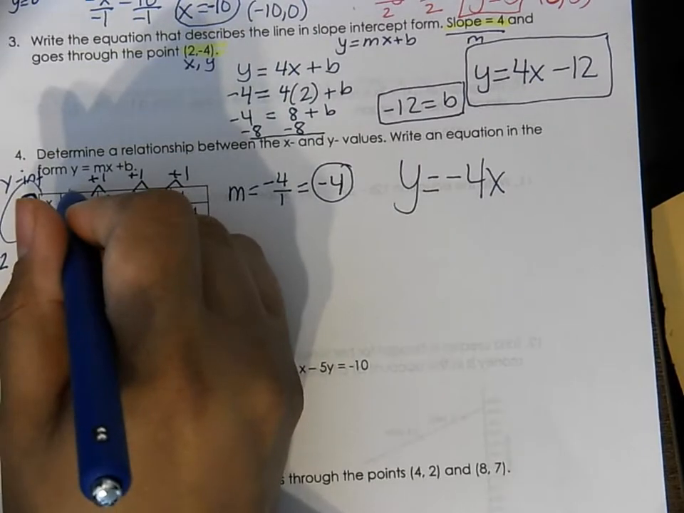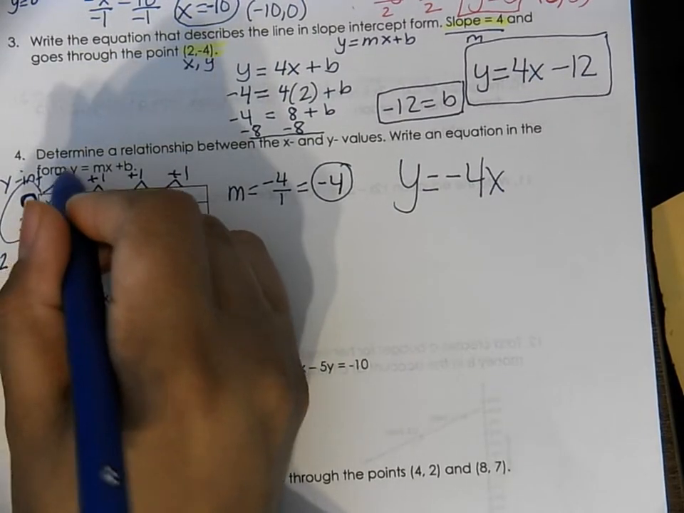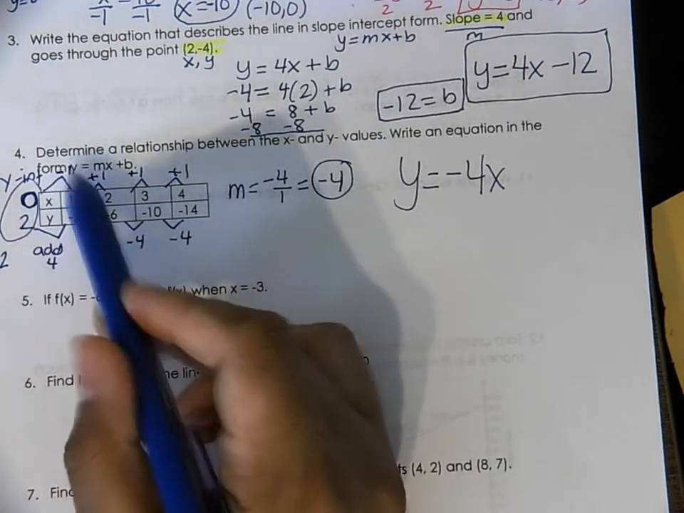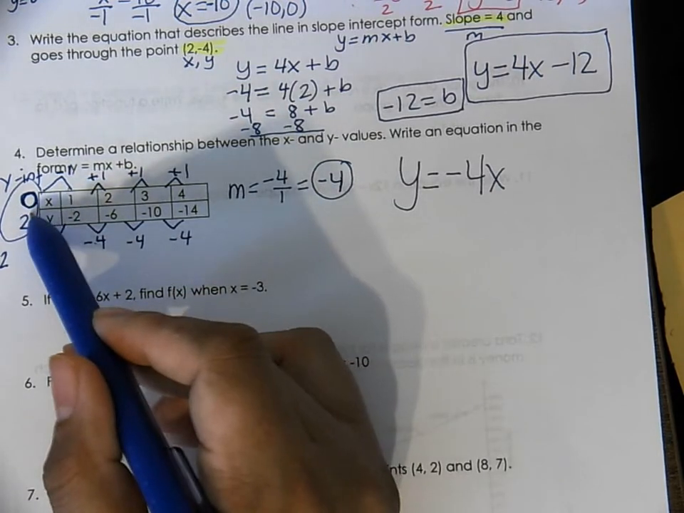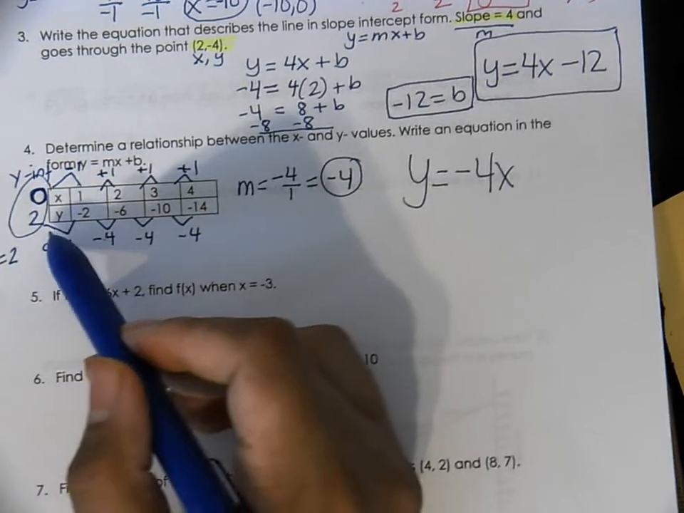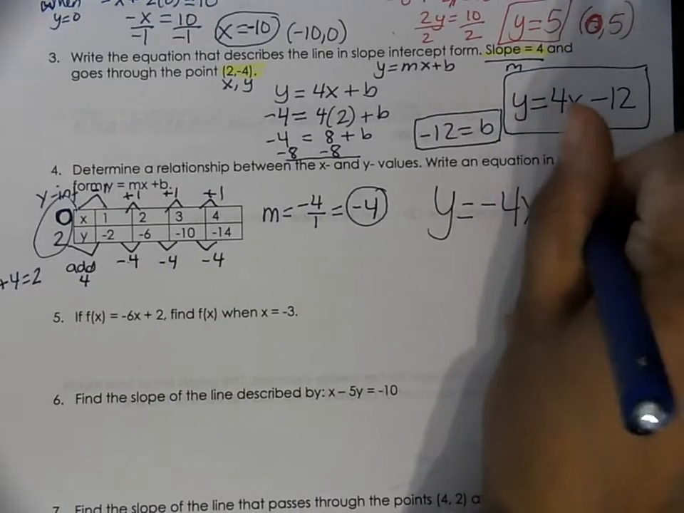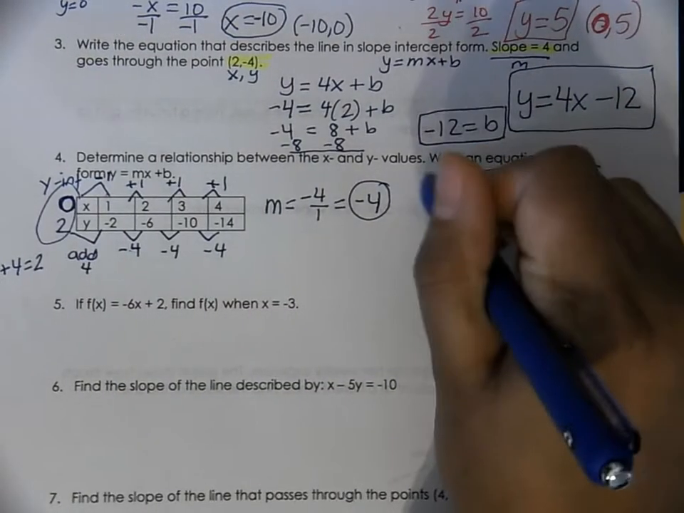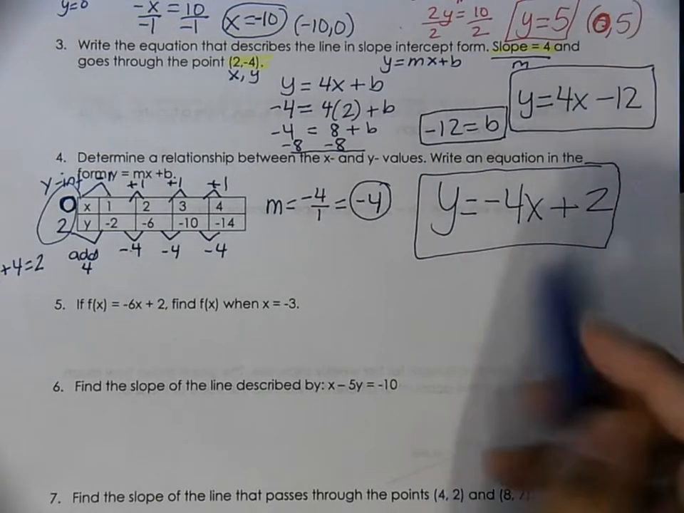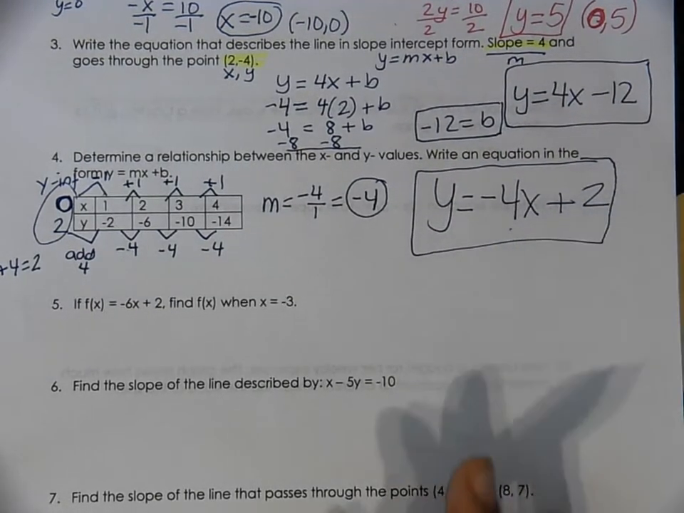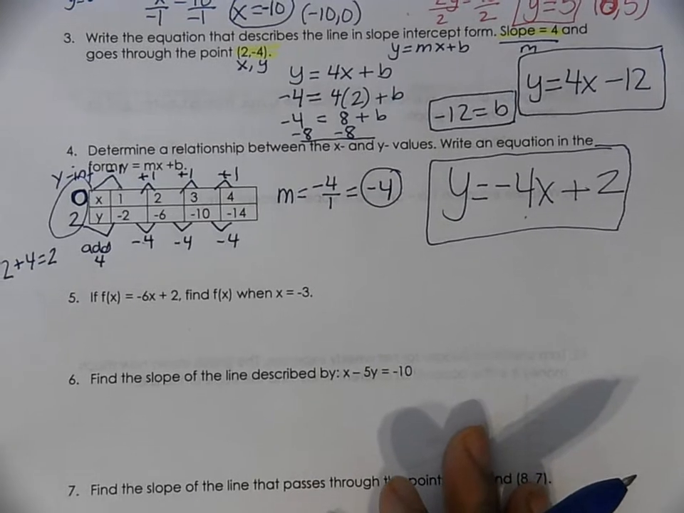Same thing here though, in case you need to see where it came from. Instead of adding 1 as I went backwards, I subtracted 1 because 0 is a number that comes before 1, and that's how I got to 2. So if that's my y-intercept, I need to make sure that gets added into my equation. So it's y equals -4x plus 2. And that's it for number 4.